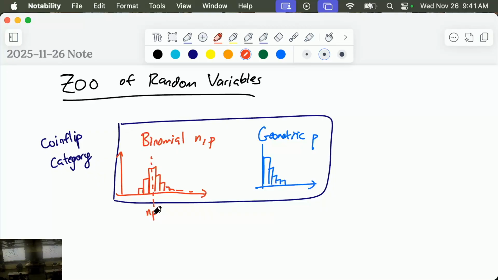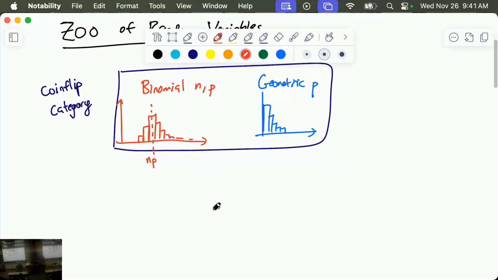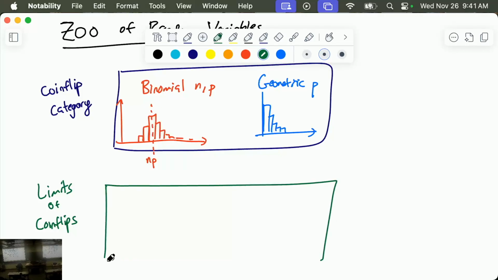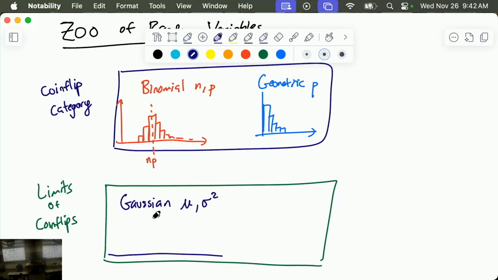So this is what I mean when I say a zoo of random variables. These are the named random variables that we found so far. We did the binomial and the geometric. And then the last few classes, we had their limits, the limits of coin flips. That can be another section of our zoo. Of the two limits of coin flips, there was the normal or the Gaussian distribution. I always like to call it the Gaussian distribution because I don't like to make people feel abnormal because they're not Gaussian. It had two parameters, mu and sigma squared, the mean and the variance. And this was a nice continuous one that looks like this.